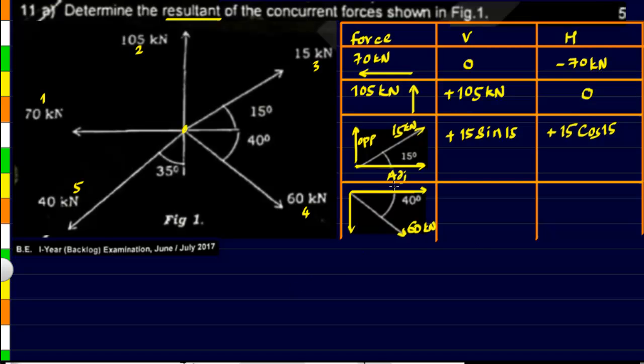Once again, you can see the horizontal is adjacent to the angle, and this is opposite. So the vertical component is going to be opposite, so we'll have to multiply sine of 40 with 60 to get the vertical component. Now it's acting downwards, and hence we'll have to mark it as negative. Coming to the horizontal, it's going to be 60 cos of 40 degrees, and since it is acting towards the right side, we'll have to take it as positive.